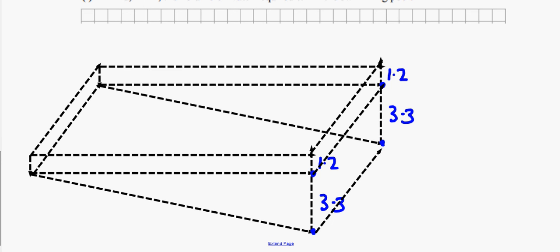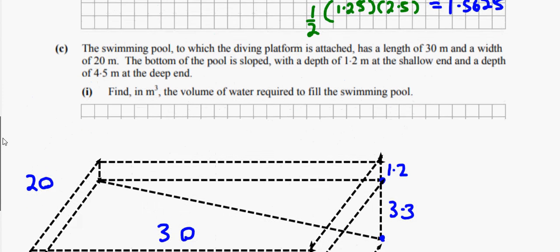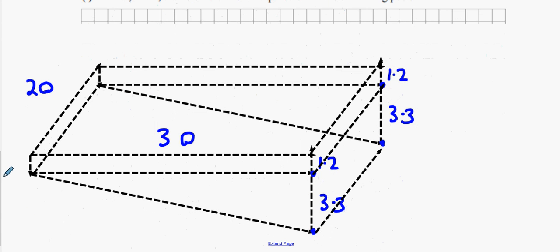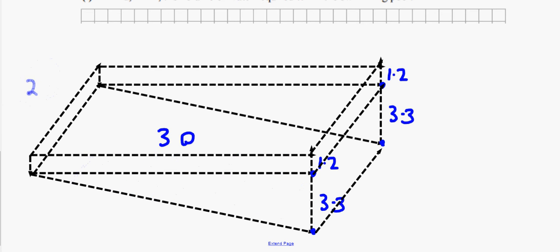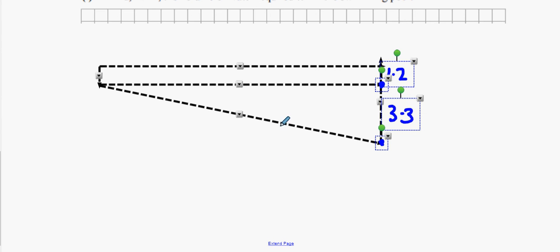Okay, so what's the length of the pool? From here to here, 30. What's the width of the pool? Width's 20. What happens if I just get the area of the face and multiply it by 20? Would that do it? Let's go back. We didn't even need that diagram. Go back here. What's the length again? 30. Alright, 30 times 1.2. There we agree this is 36 meters squared.